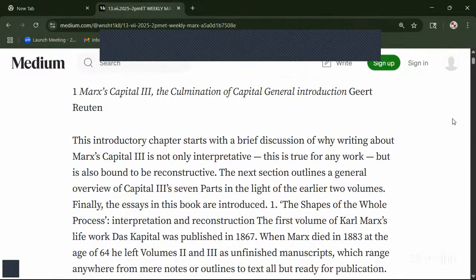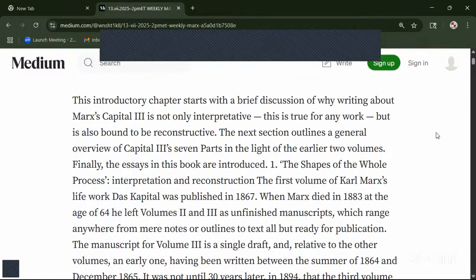Number 1, the shapes of the whole process, interpretation and reconstruction. The first volume of Karl Marx's life work, Das Kapital, was published in 1867. When Marx died in 1883 at the age of 64, he left volumes 2 and 3 as unfinished manuscripts, which range anywhere from mere notes or outlines to text all but ready for publication.